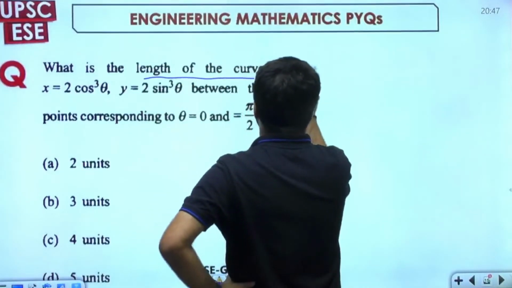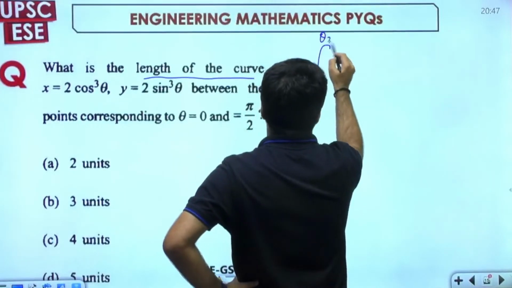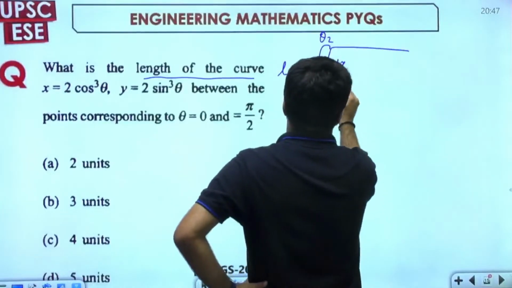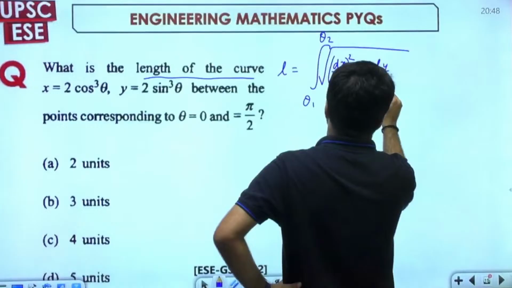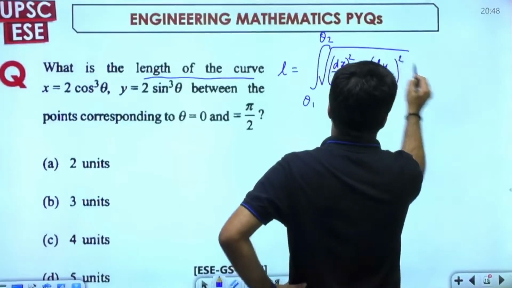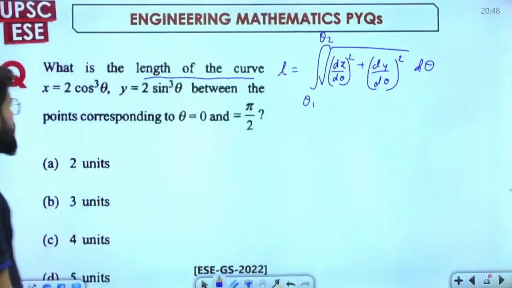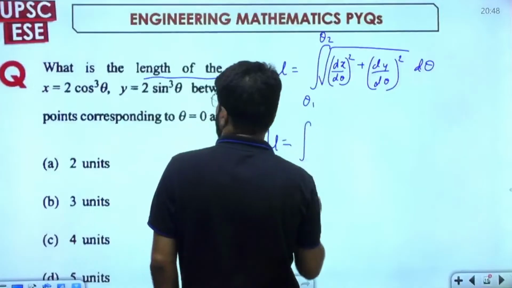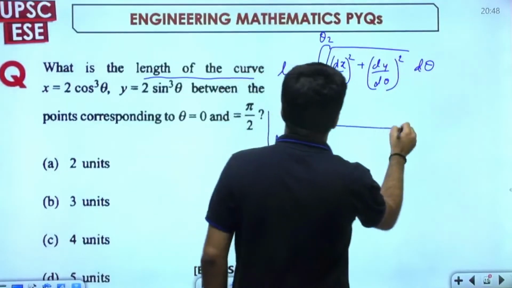The length of the curve will be given by the formula integral from some θ1 to θ2 of the square root of (dx by dt, or dx by d theta, whole square plus dy by d theta whole square) d theta. Again, it's just about solving the integral. Some little calculations only will come here. So this is the integral. What is the range of theta given? 0 to pi by 2.